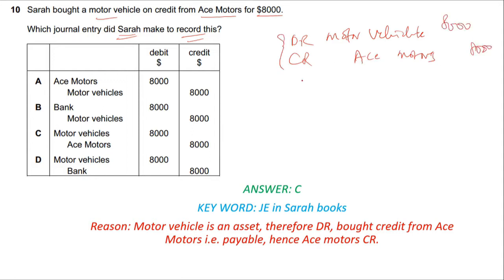So you would look for this entry in your options. Ace Motors, motor vehicle, no, this is wrong. Bank, no, they have not paid. It's on credit, so this is wrong. C, debit motor vehicles and credit Ace Motors. Yes, this sounds very correct. Option C would be the correct answer for multiple choice 10.